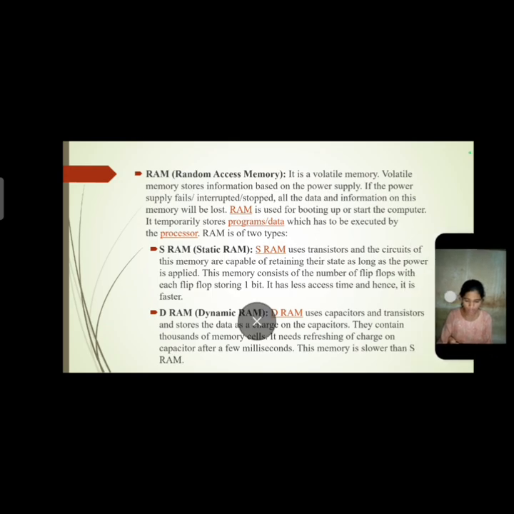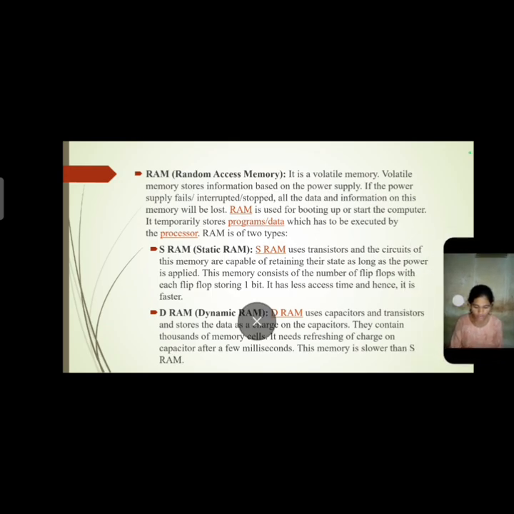SRAM uses transistors, and the circuits of this memory are capable of retaining their state as long as the power is applied. This memory consists of a number of flip-flops, with each flip-flop storing one bit. It has a lower access time and hence it is faster. DRAM uses capacitors and transistors and stores the data as charge on a capacitor. They contain thousands of memory cells. It needs refreshing of the charge on the capacitor after a few milliseconds. This memory is slower than SRAM.